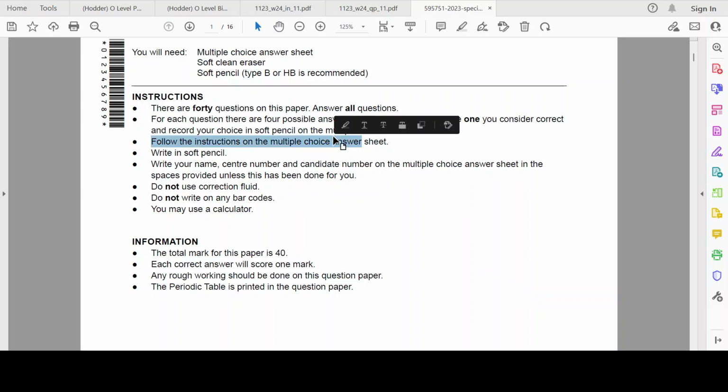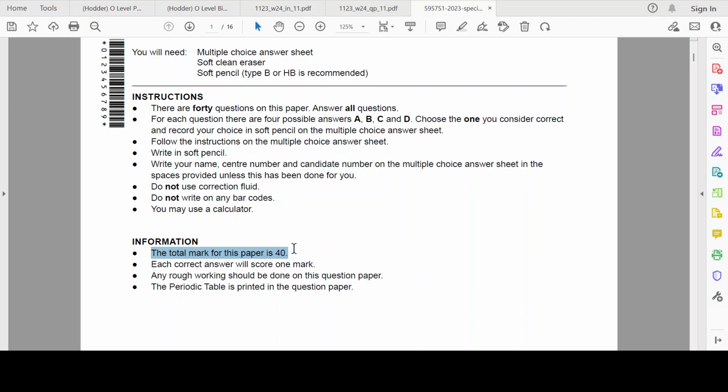Always read the instructions, write in soft pencil, write your name, center number. So you obviously have your name since birth. Your center number and candidate number will be assigned to you in your statement of entry. So fill that in. It's not given over here because this is a specimen. Do not use correction fluid. Do not write on any of the barcodes. So no writing over here, no writing in the margins where it says don't write here. And no correction fluid, so no ink erasers, no whitos, no magic white tape or whatever.